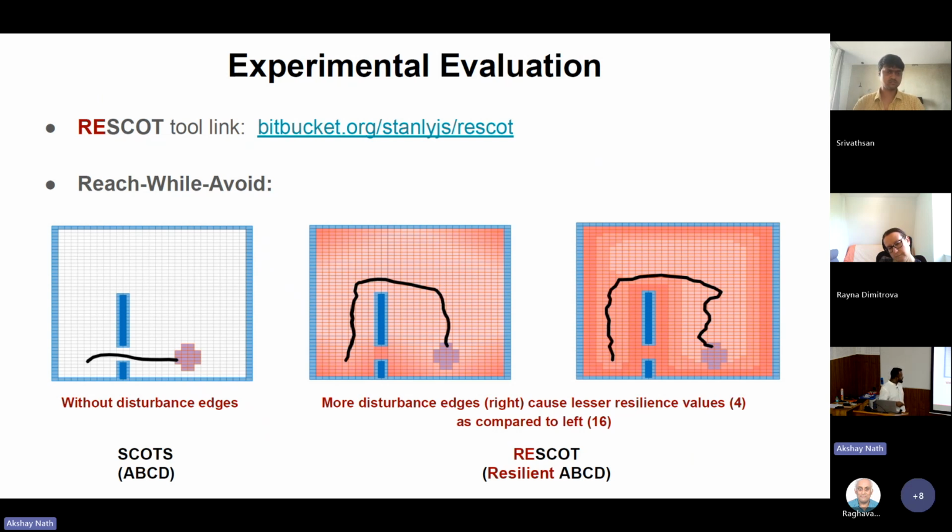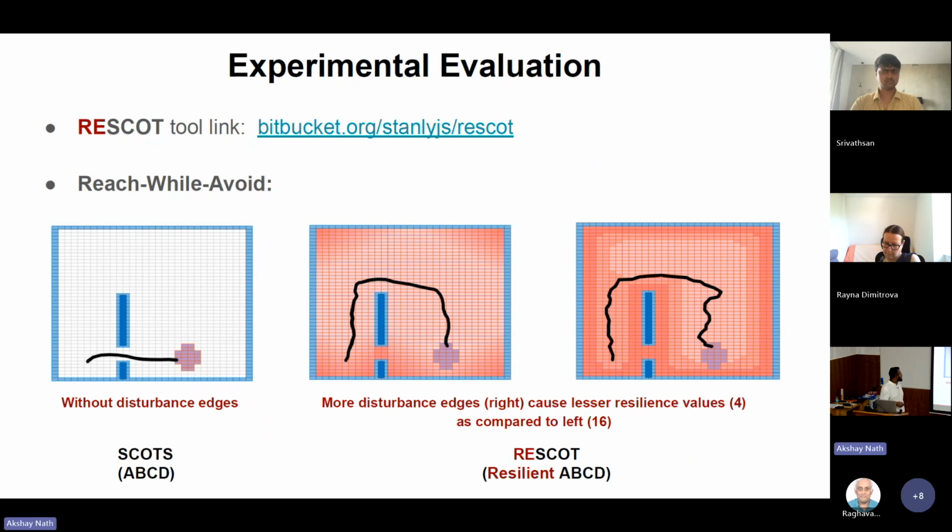And as you have more disturbance edges on the right, you can see the gradient, right? You have exactly 4 resilience values for each state, which is shown in dark pink, and you can see 1, 2, 3, and 4. And as you have fewer disturbance edges, you can have states that are more resilient to disturbance edges. And here you can see a more gradual gradient with 16 resilience values.